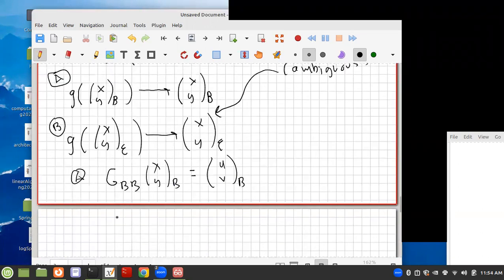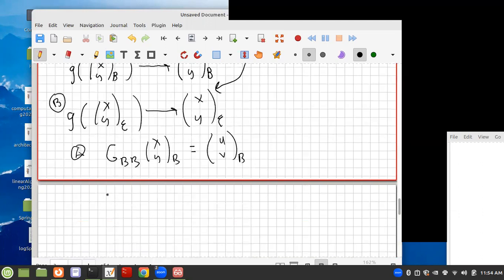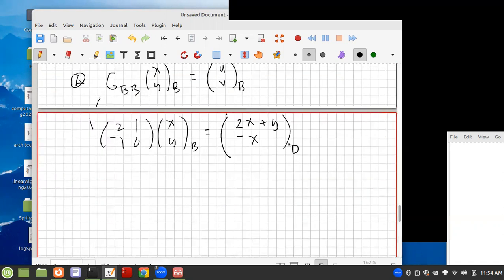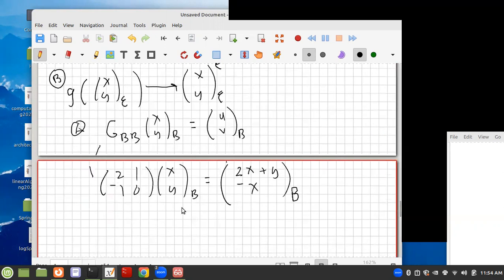We just have to do the matrix multiplication here, which is [2, 1; -1, 0] times (x, y), which equals (2x + y, -x). And this is in basis B. Now, why do I say D? It's in basis B. Got D in my mind somehow. Okay, so that's the answer to part A.